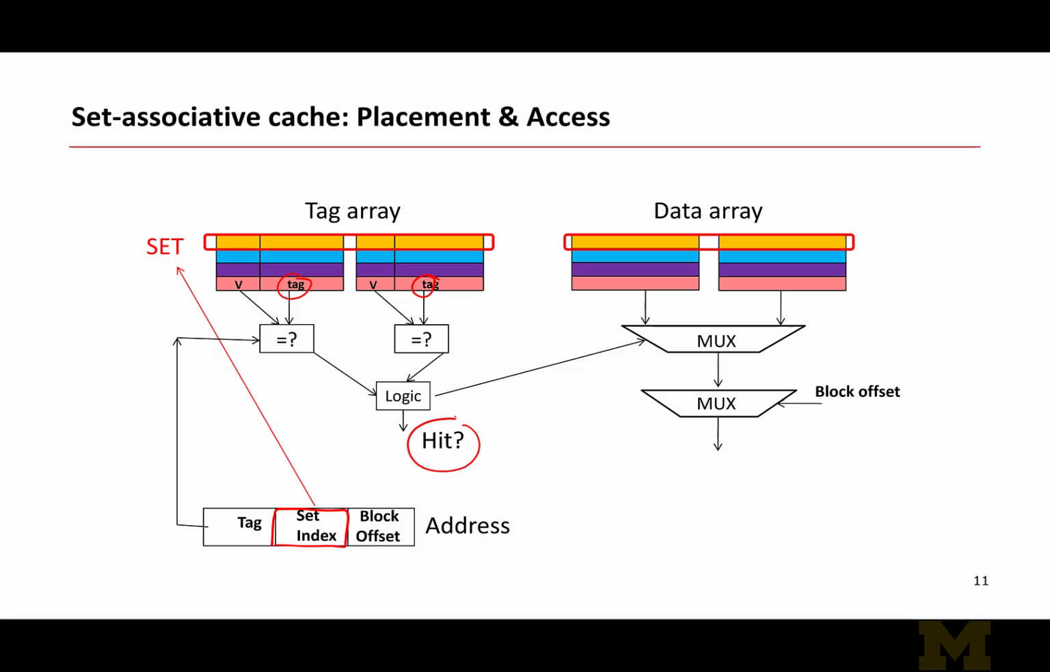And once I know which tag matched, then I can retrieve the data from the corresponding way, right? So if this tag matched, then I should be getting the data from the corresponding way from the data array. And then I will subselect furthermore the particular byte in that block depending on the block offset, just like what we did in the case of the direct mapped cache.